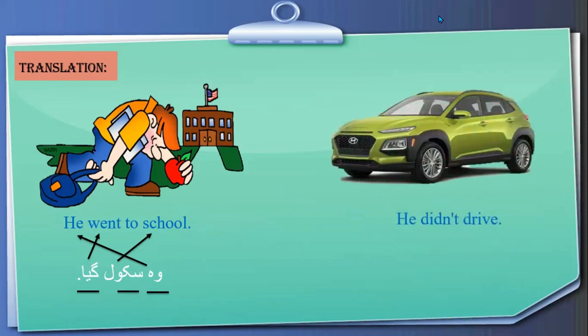Here is another sentence. He didn't drive. उसने गाड़ी नहीं चलाई. So this is the way we translate subject and then verb, because there are just two components or parts of the sentence. Number one, subject, we translated उसने, he, and गाड़ी चलाना, drive. He didn't drive. उसने गाड़ी नहीं चलाई या उसने गाड़ी नहीं चलाई थी.